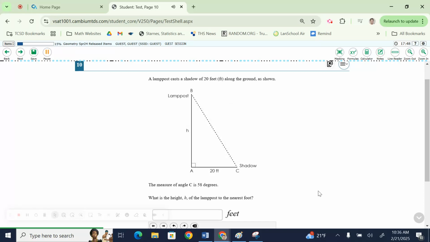Geometry OST Spring 2024 release test items number 10. It says a lamppost casts a shadow of 20 feet along the ground as shown. The measure of angle C is 58 degrees. What is the height h of the lamppost to the nearest foot?